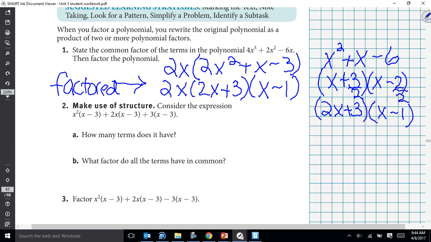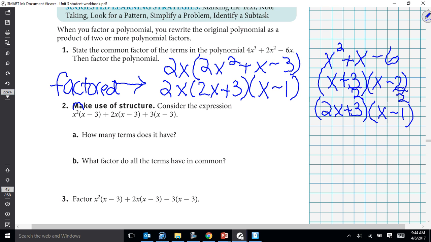So now number 2 says make use of structure. Consider this expression. We have x squared times the quantity x minus 3, plus 2x times the quantity x minus 3, plus 3 times the quantity x minus 3. How many terms does this have? How many pieces to the problem does it have? All right, so there we have 3 pieces, right? We have this first section, this, and this last one. And then for each piece that's there, what can we do? We have parentheses, right? So let's get rid of those.